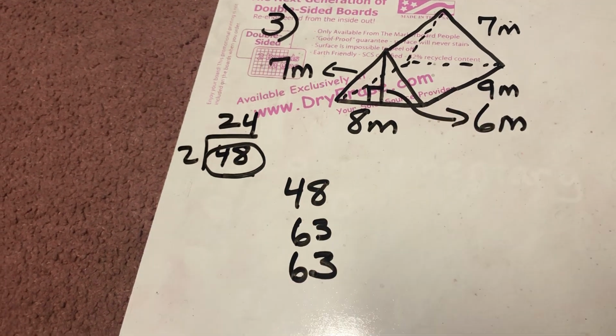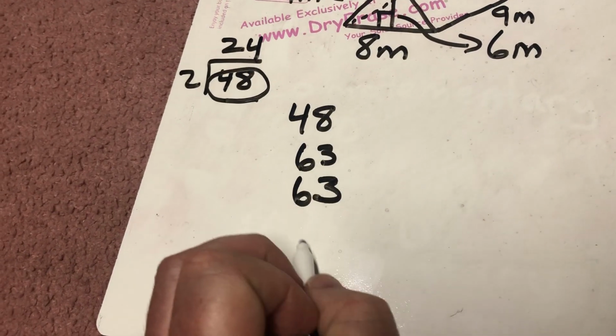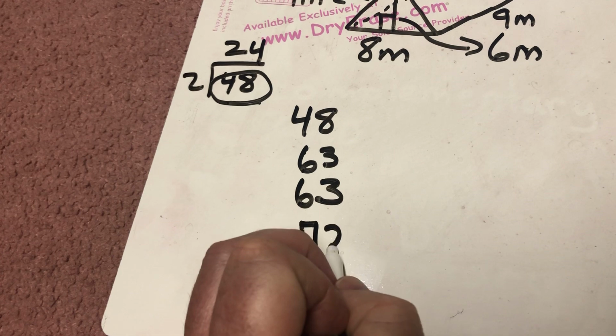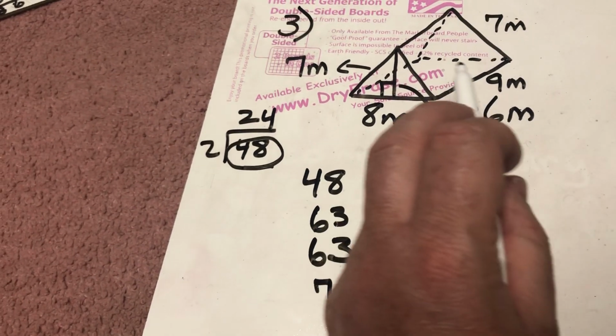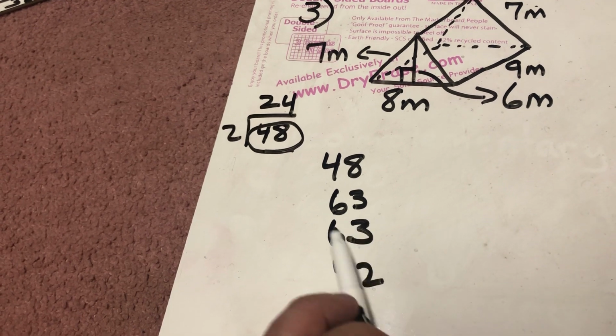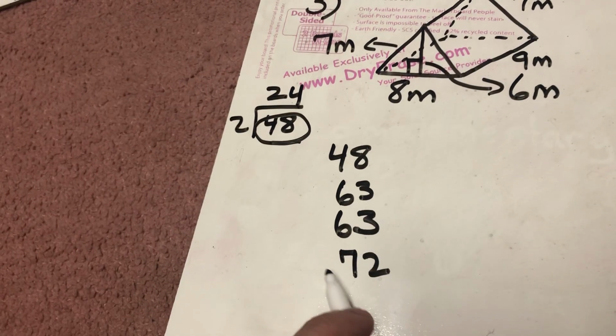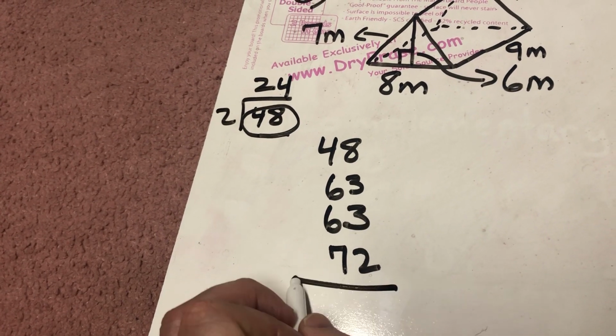Now, I'm looking at the one at the bottom, 8 times 9. Length is 8, width is 9, 8 times 9 is 72. There's only one of those. So my 2 triangles combine to make 48. The left and the right rectangles are each 63. The bottom rectangle has an area of 72 square meters.